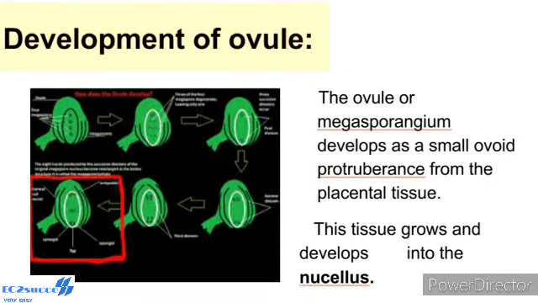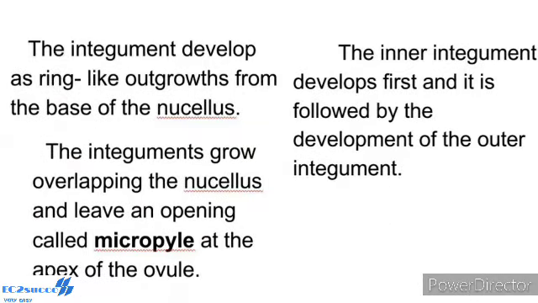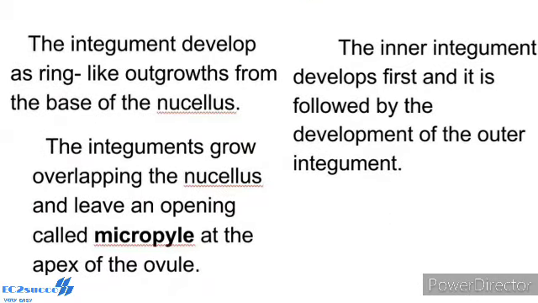Next one, development of ovule. The ovule or megasporangium develops as a small ovoid protuberance from the placental tissue. The tissue grows and develops into the nucellus. The integument develops as a ring-like outgrowth from the base of the nucellus.